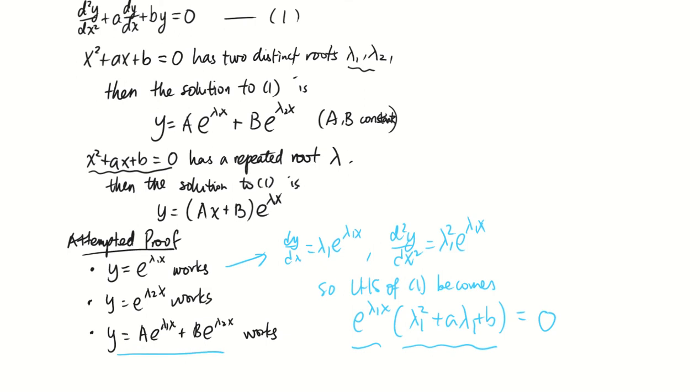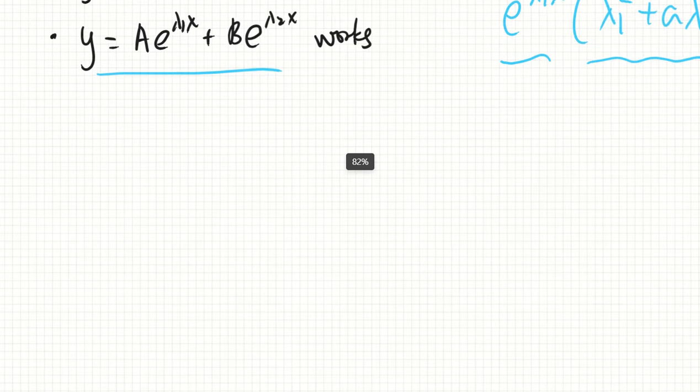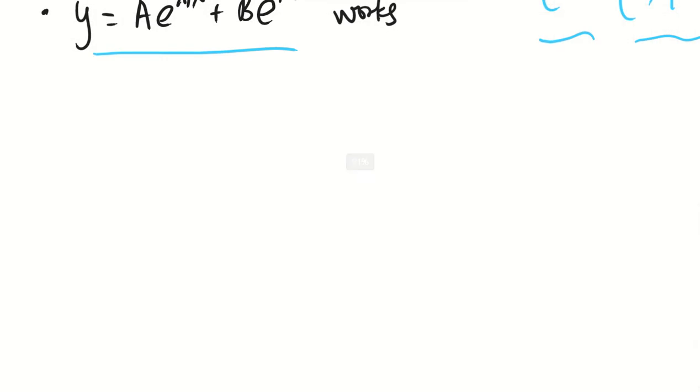But the problem with this proof is that it only finds a set of solutions that work. We never prove that these are all of the solutions, right? And also, the proof for the second case is similar, but it's still not complete if we do it this way. So let's try to actually prove this theorem and prove that these are all of the solutions. So let's try a complete proof.